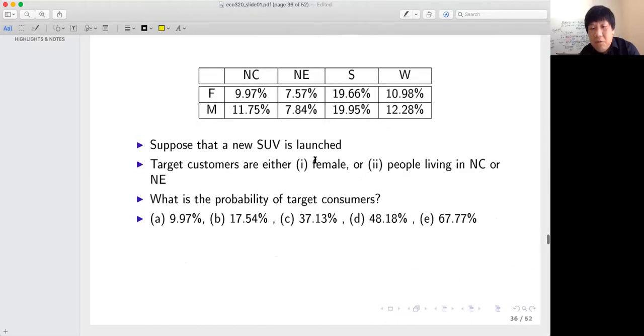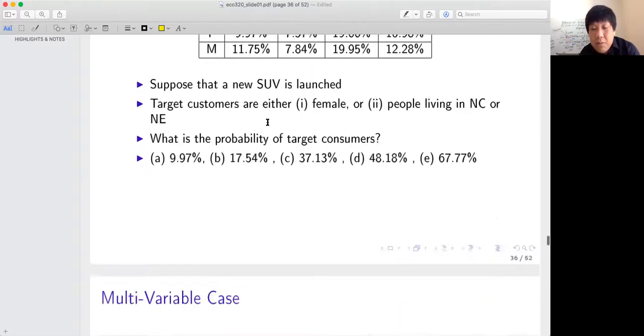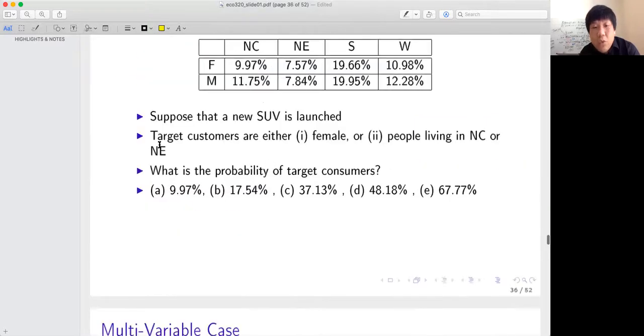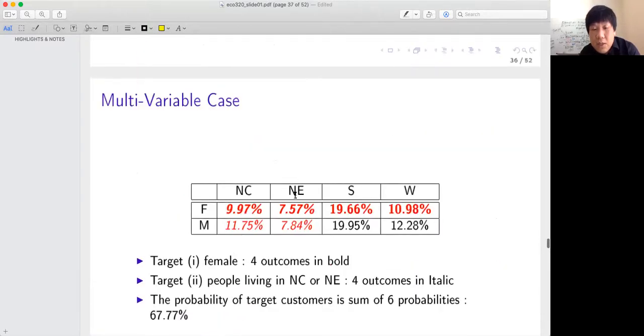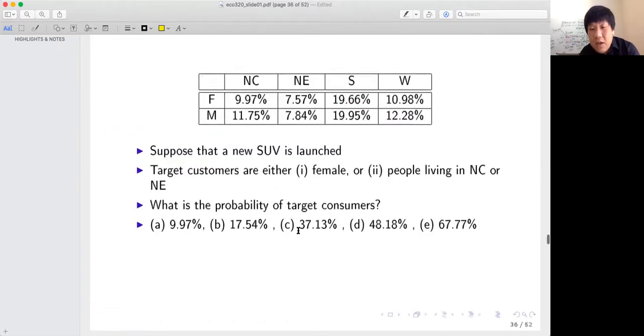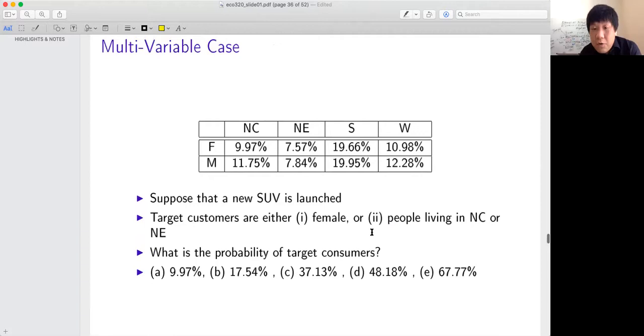So the probability of female, which is here, right? The upper case is the summation of that, or people living in NC. So it's here. You've got to add all the probabilities here plus 11.75, and then say 'or' Northeast. Try to think of this intuitively in English. For example, if I'm looking for female living in Northeast, then I say 7.57 because I'm saying 'and'. That means it happened at the same time. So a female should live in NE at the same time.